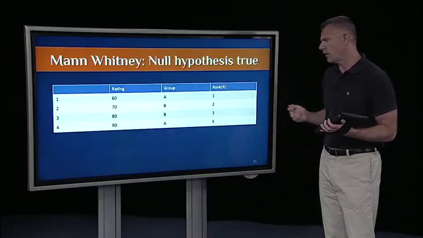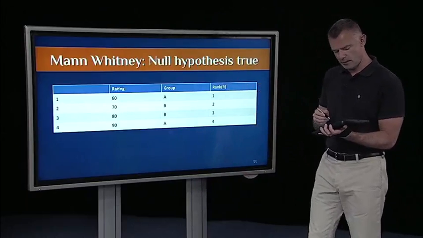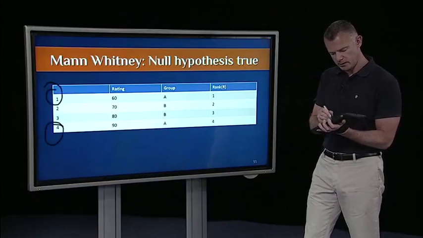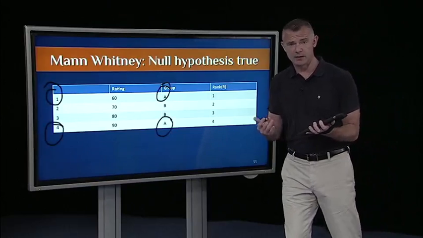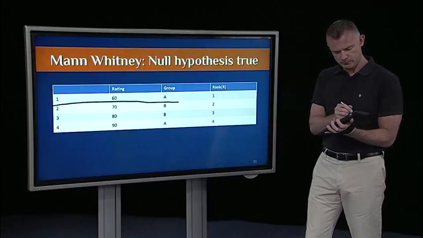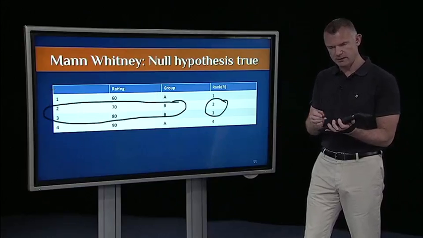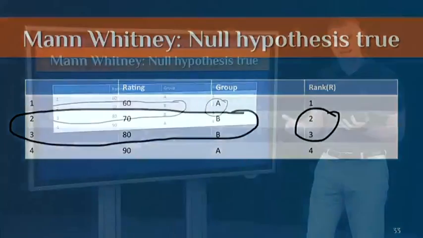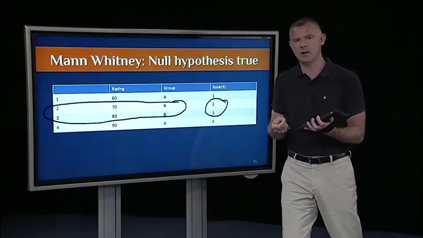Here's an example where the null hypothesis would be true. I just put this first and last rater in group A, and if I summed their ranks, I would get a sum of 5, and the same for group B. Right? If I sum their ranks, I would get 5. The total of all sums is 10, so in either case it would be 10 minus 5. My Mann-Whitney U value would be 5, or half of the total possible sum. That's exactly what we would expect if the null hypothesis were true.